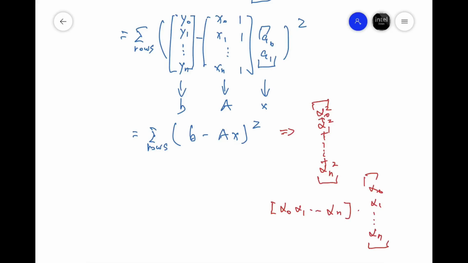So it's simply the transpose of this column vector times itself, a dot product, and then we get the same value. So let's rewrite this guy. The transpose of it times itself. Beautiful.